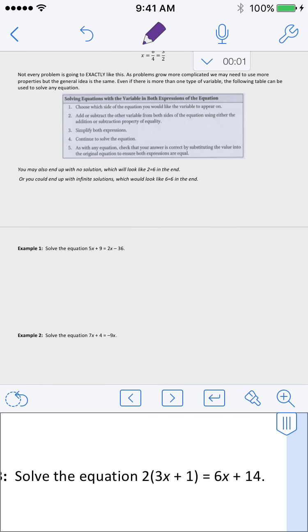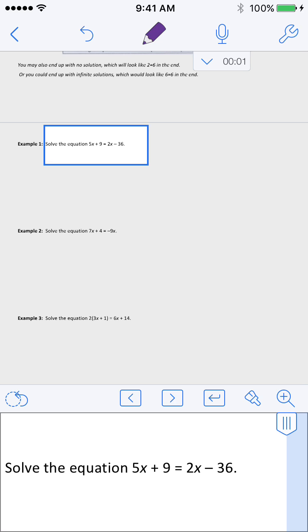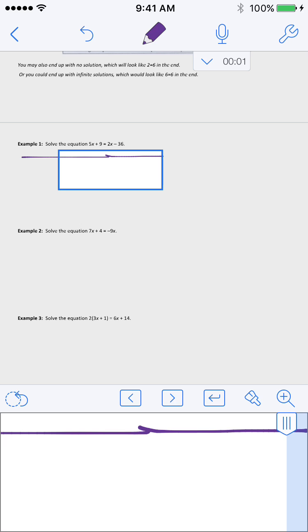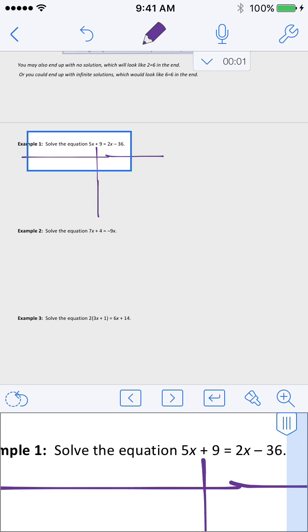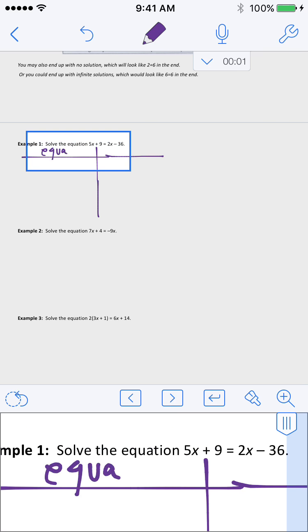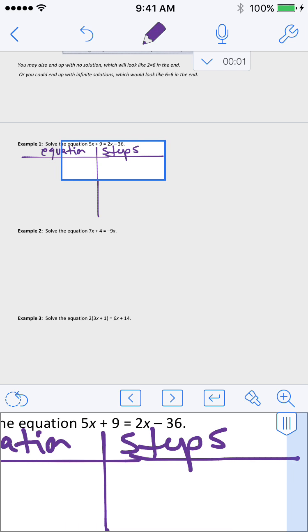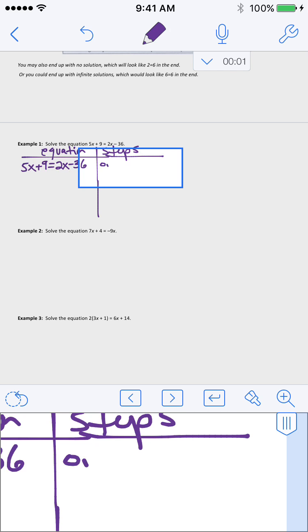Alrighty, let's try out example 1. Solve the equation 5x plus 9 equals 2x minus 36. Not very different than the ones we were looking at last time. So let's set up a little table over here, and we'll cut it in half. We'll write equation, and we'll write steps. Awesome. And as always, we will start with the original equation. 5x plus 9 equals 2x minus 36. That was our original.